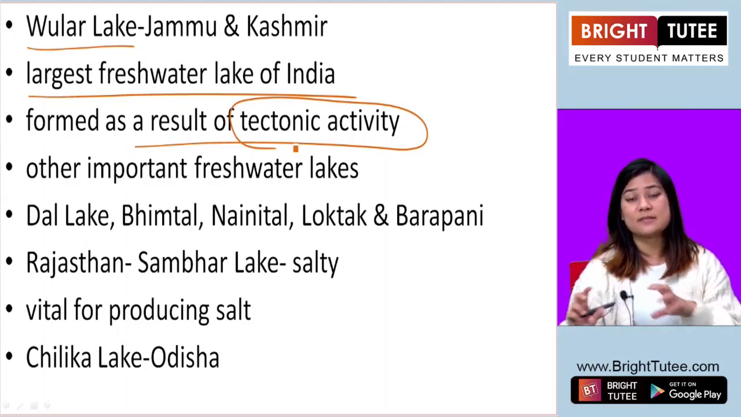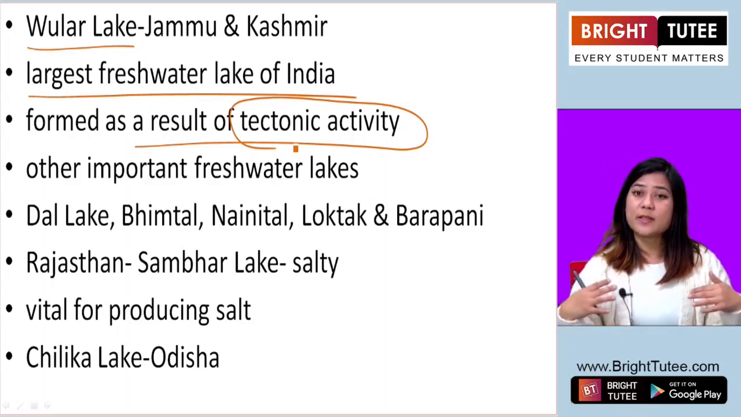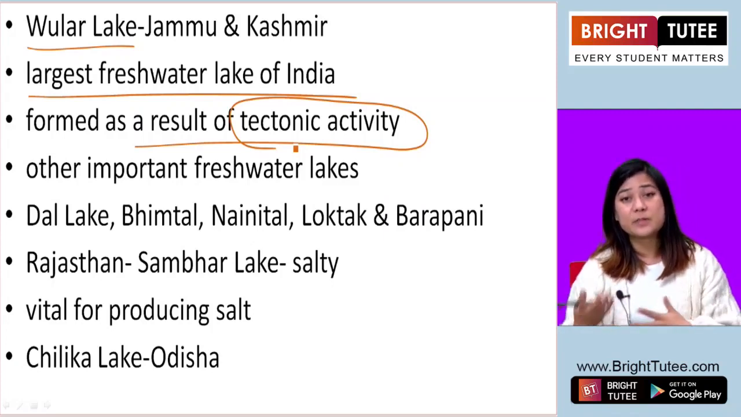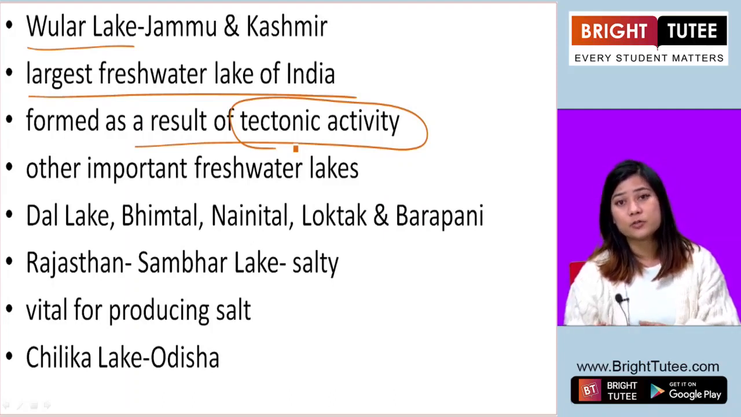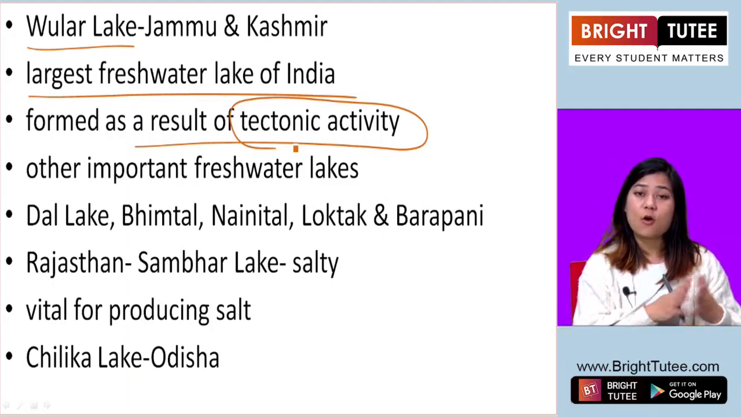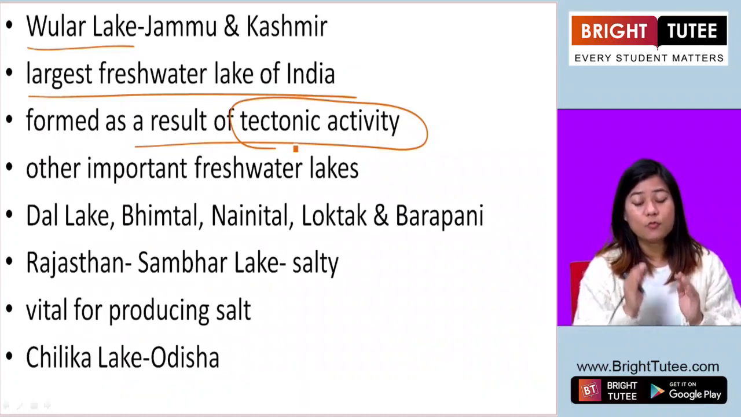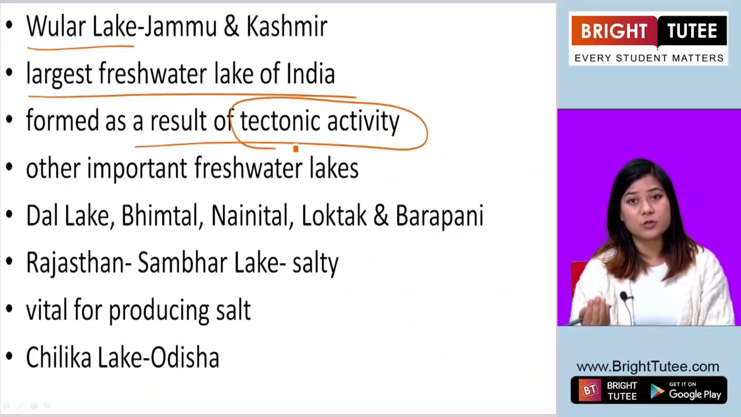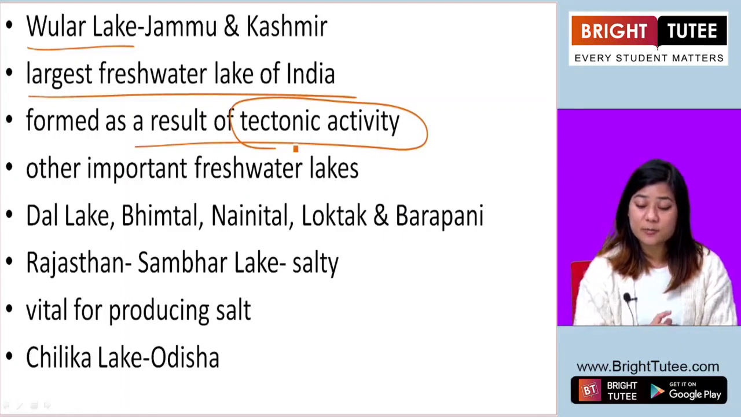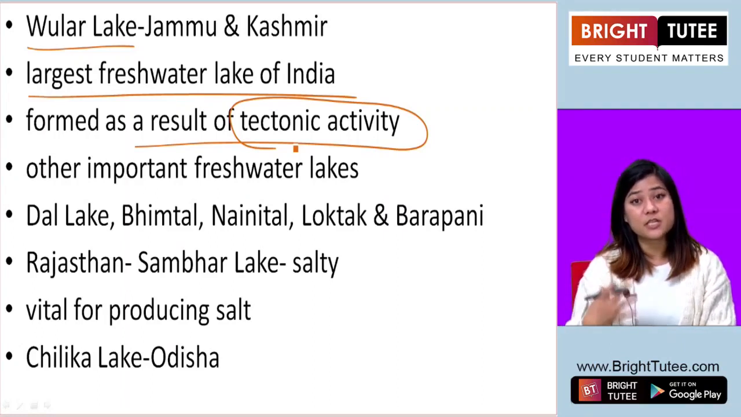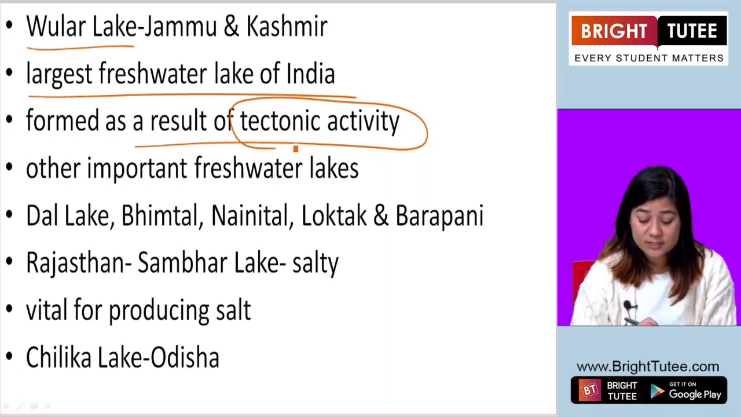The land masses are moving. Sometimes when the movement is quite drastic, quite intense, then we experience it in the form of earthquake or in other forms of landscape, right? And this Wular Lake, which is a freshwater lake and is located in Jammu and Kashmir, is formed as a result of such tectonic activities.